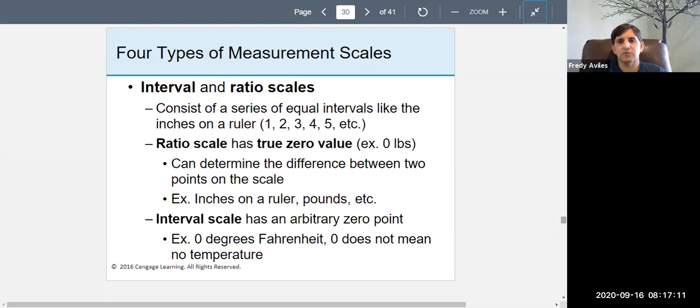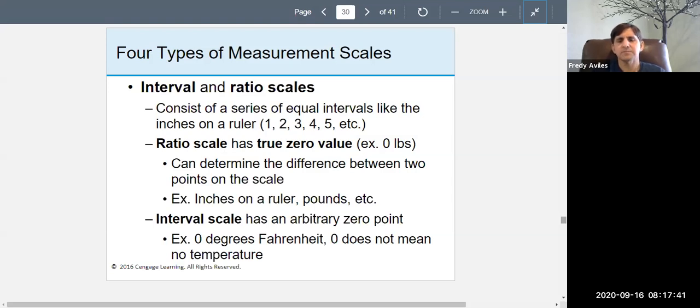So with a ratio scale, you can determine the difference between 2 points on a scale. You can determine the difference between 1 and 2: there's a difference of 1. Between 1 and 3, there's a difference of 2. You can determine that things are different, and the amount of difference. With a ratio scale, you can determine everything: that there's a difference, the amount of difference, the direction of the difference, which one's bigger than the other. You can do all those things with a ratio scale.